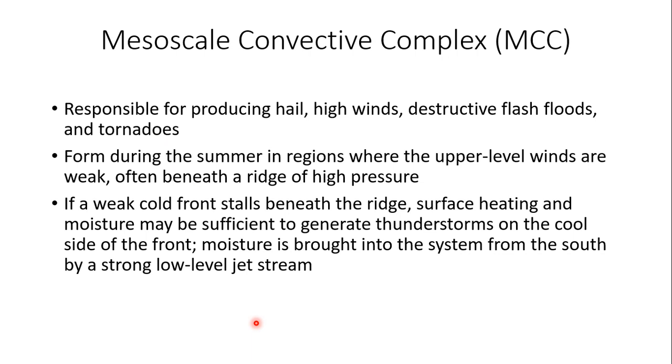They generally form during the summer in regions where the upper level winds are weak, often beneath a ridge of high pressure. If a weak cold front stalls beneath the ridge, surface heating during the day and excessive moisture, where the air is really muggy with high humidity, may be sufficient to generate thunderstorms on the cool side of the frontal boundary. That moisture is brought into the system from the south by a strong low-level jet stream. It's all the ingredients, folks, for a mesoscale convective complex to form.